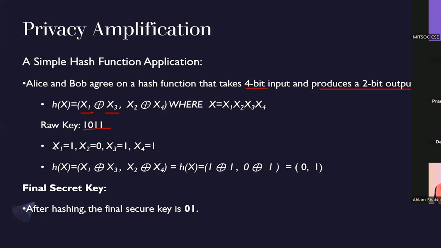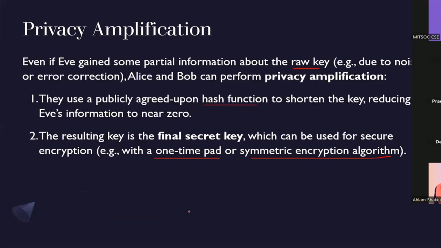So x1 equals 1, x2 equals 0, x3 equals 1, and x4 equals 1. Now, how will this hash function be evaluated? It will be evaluated by XORing 1 with 1, and 0 with 1, which gives 0 and 1. So your final secret key will be 0 and 1. This key we can use for the one-time pad or the symmetric encryption algorithms.